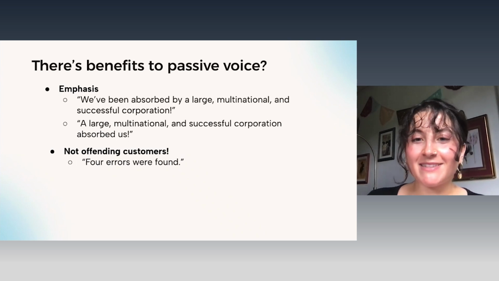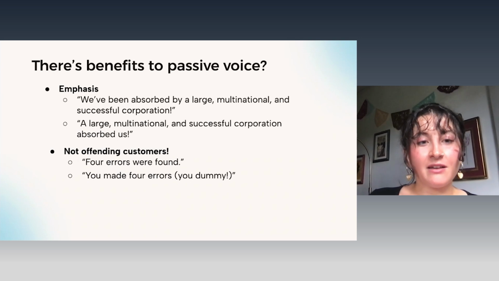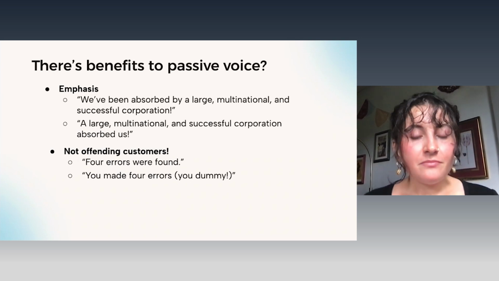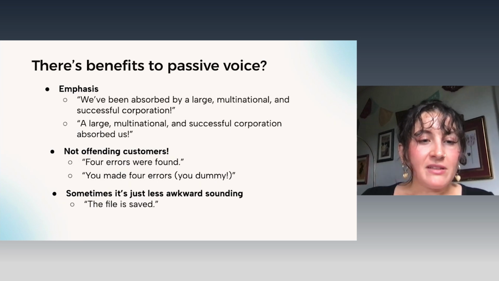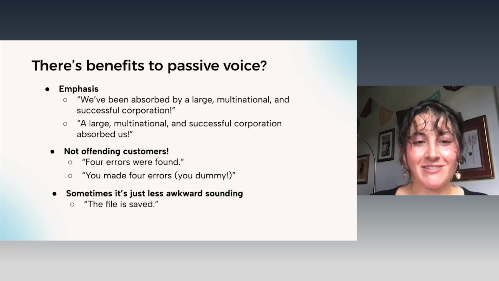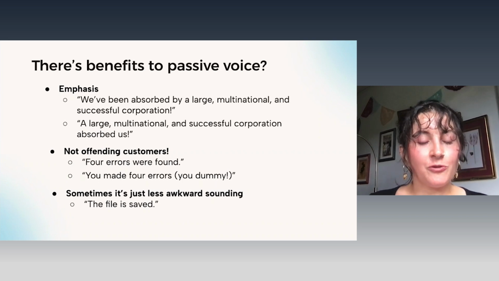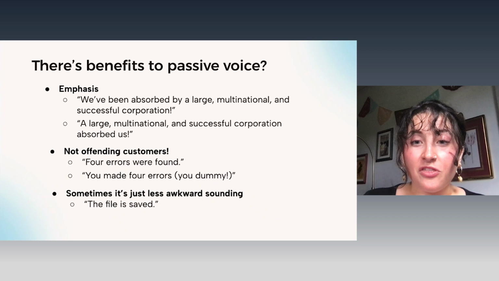Well, that might be because the application doesn't want to offend you as the user. Imagine if you saw one like, you made 4 errors. A little more aggressive, perhaps. And the last consideration is, I wrote it kind of just simplified as, it sounds just less awkward sometimes, but really why that is because sometimes we care more about the actual thing we're talking about.